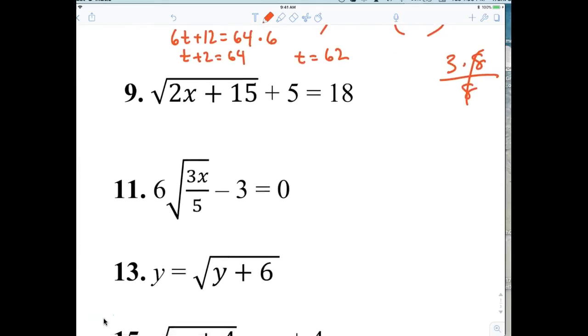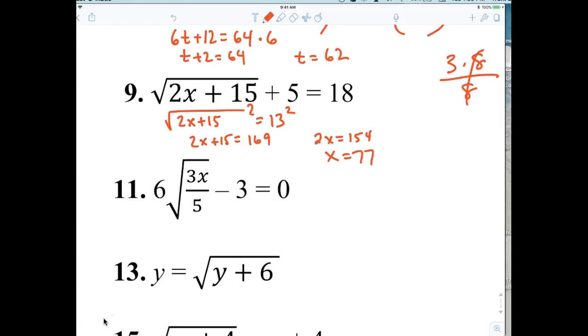So now on 9, I have to subtract 5. So I have the square root of 2x plus 15 equals 13. Then what do I have to do? Square both sides. 2x plus 15 is equal to 169. X equals 77. What smart people you are. Everybody okay with that? Anybody have any questions with that?